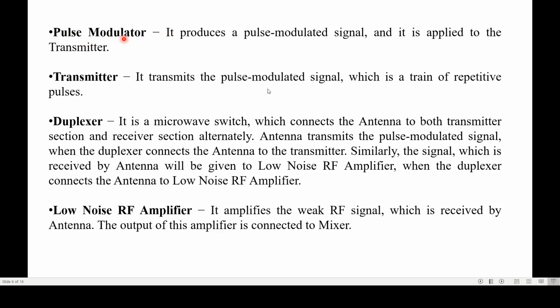The transmitter transmits the pulse modulated signal, which is a train of repetitive pulses. Duplexer is a microwave switch which connects the antenna to both the transmitter section and the receiver section alternately. Low noise RF amplifier is the first stage in the receiver section.